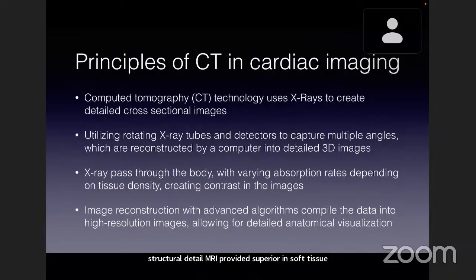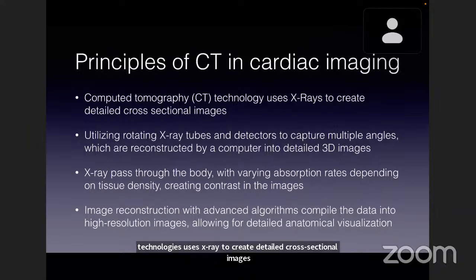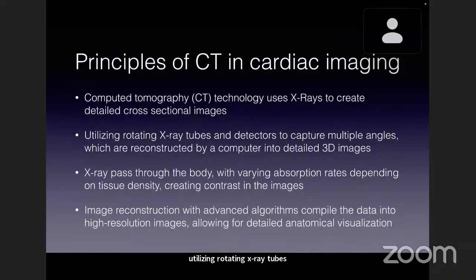Principles of CT in cardiac imaging. CT technology uses X-rays to create detailed cross-sectional images, utilizing rotating X-ray tubes to capture multiple angles, which are reconstructed by computer into 3D images.